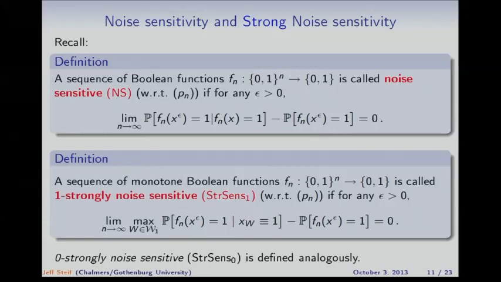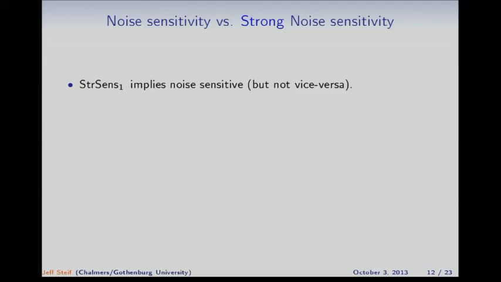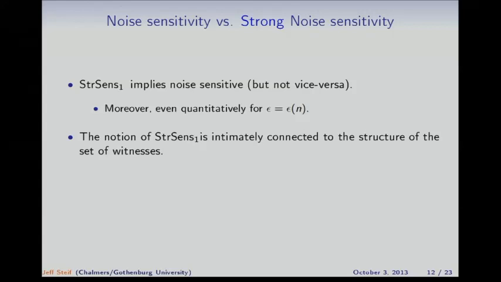Strong noise sensitivity implies noise sensitive, but the converse turns out not to be true. And this is true even if you start asking quantitative questions. I said you can ask about quantitative questions for noise sensitivity. You can also ask for the analogous quantitative things for strong noise sensitivity, and this implication works just as well. I'm not going to give the argument, but it's a two-line argument. It's quite easy to do. So the notion of strong noise sensitivity is intimately connected to the structure of the set of witnesses.